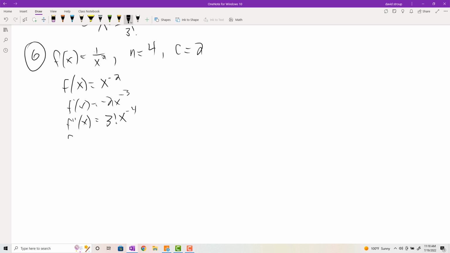It's negative 4 triple prime. It's going to be negative 4 factorial x to the negative 5. And then the fourth derivative, 5 factorial x to the negative 6. Then evaluate them all at 2.